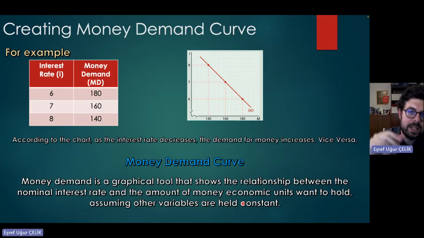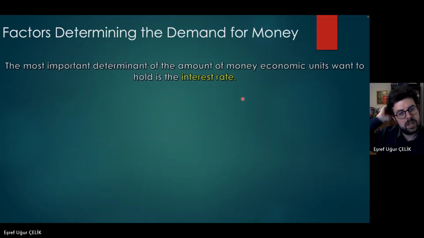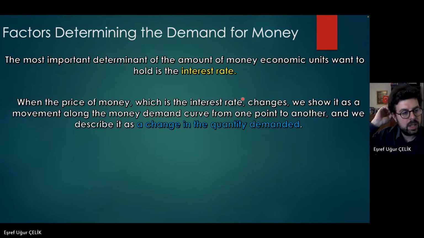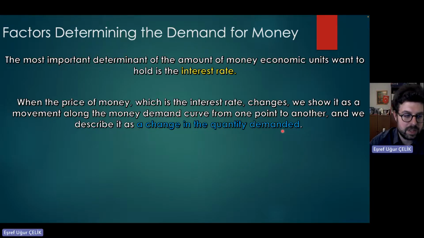I forget something, that's why I'm thinking. When the interest rate changes, for example, if the interest rate changes from 8 to 6, we can move along the money demand curve. Okay, we cannot shift it. We can move along the demand curve. That is called a change in quantity demanded, that process. We move along the money demand curve.